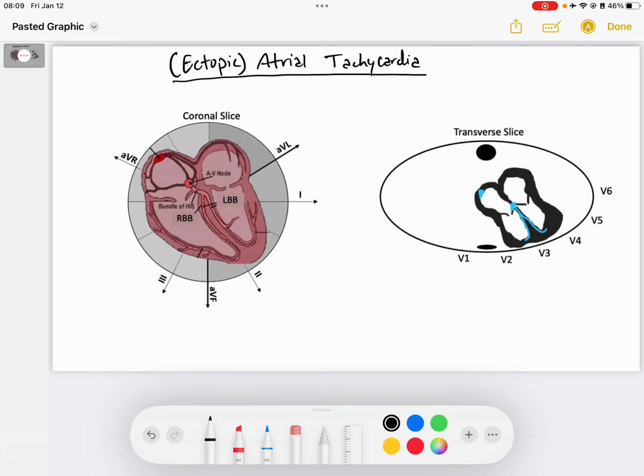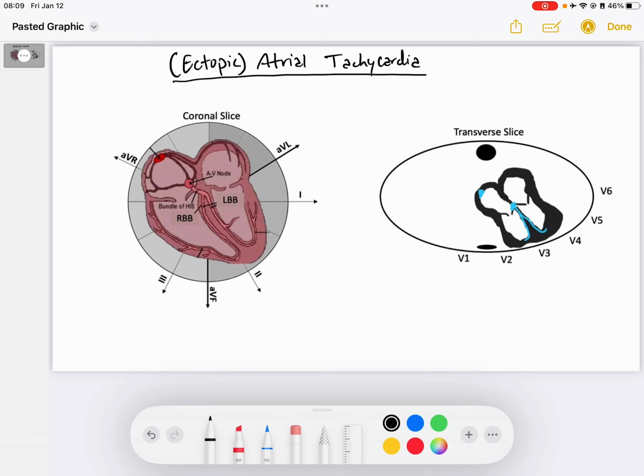My name is Reed, and today we're going to go over atrial tachycardia, or another way you can call it is ectopic atrial tachycardia. So you might see it a few different ways. And this is different from sinus tachycardia in that the sinus node isn't causing the tachycardia, somewhere else in the atria is. And so what do I mean by that?